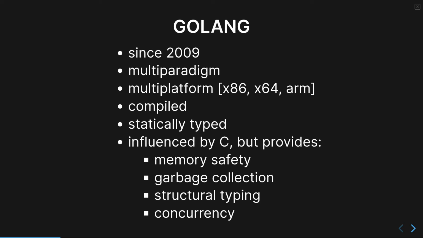What is Golang? It's a multi-paradigm, multi-platform, compiled and statically typed language, introduced in 2009. By design, it is highly influenced by the C language, but it provides us with a few quite nice features like memory safety. We don't really need to, unlike while working with C, worry about memory allocation. Golang handles it by itself, just as it provides us with a nice garbage collection system.